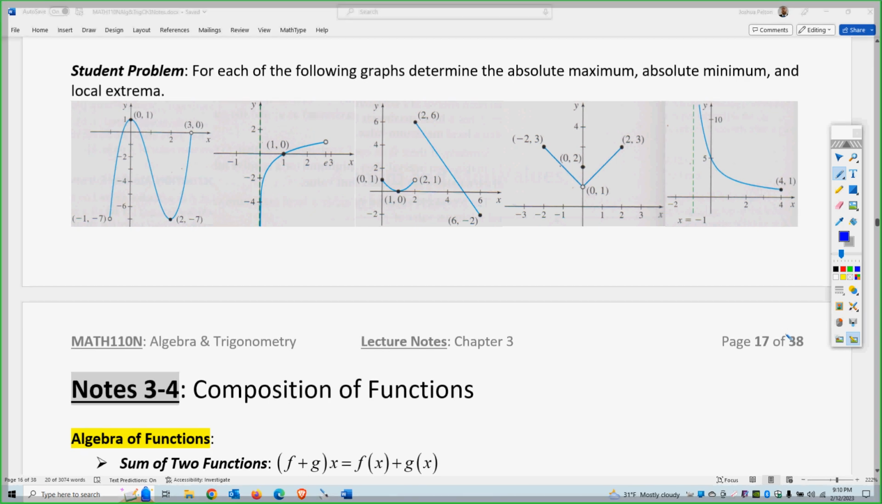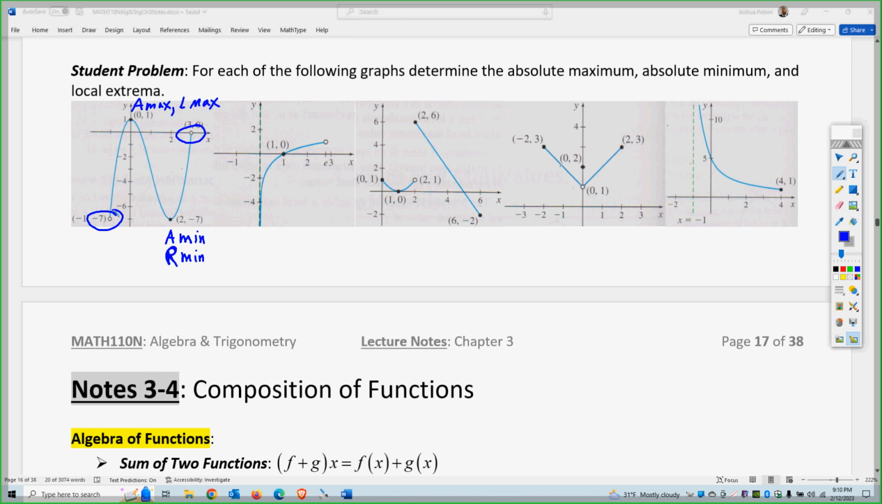Okay, so we look at this one here. This one is an absolute min and a relative min or local min, however you want to put it, it doesn't matter, it means the same thing. This one is an absolute max and a local maximum or relative maximum, however you want to put that. These ones are open, so you cannot count those either way.